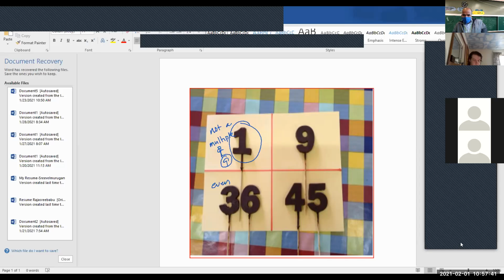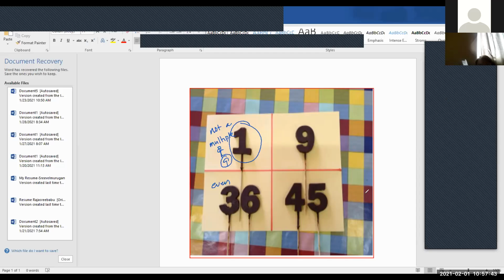Louis, what is your finding? 45. Oh, interesting. A new answer. Why is that 45? Because it's the only number that 5 goes into. Ah, that's the only number that is a multiple of 5. Interesting.